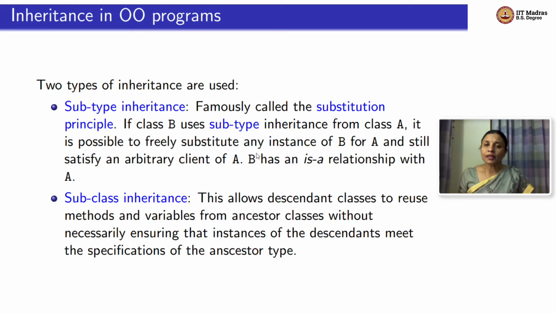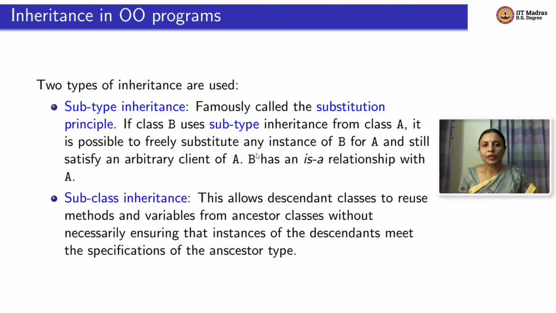And when it comes to class inheritance, we popularly consider two types of inheritance in object-oriented programming languages. One is called subtype inheritance, the other one is subclass inheritance. Subtype inheritance is famously called the substitution principle, introduced by Professor Barbara Liskov. Interestingly, Professor Barbara Liskov got the Turing Award for her work on this subtype inheritance. The Turing Award is the highest award in computer science.